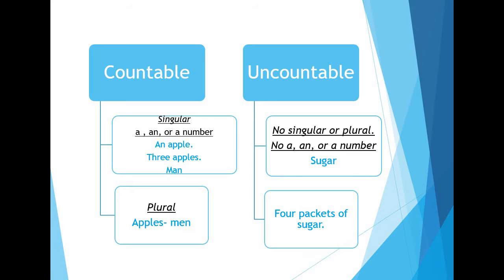The uncountable nouns have no singular and no plural. I couldn't add a or an or a number, like sugar. Sugar, I couldn't make it plural by saying sugars, or say a sugar or 2 sugars. That's absolutely wrong. If I want to show that I have a big amount, since I couldn't add a number, I could add a word like packet or kilograms. So I could say, I got 4 packets of sugar, or I got 4 kilograms of sugar.